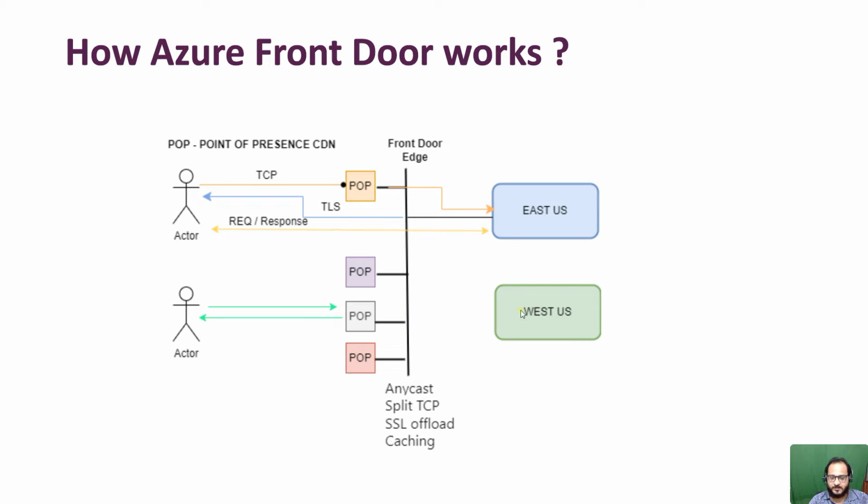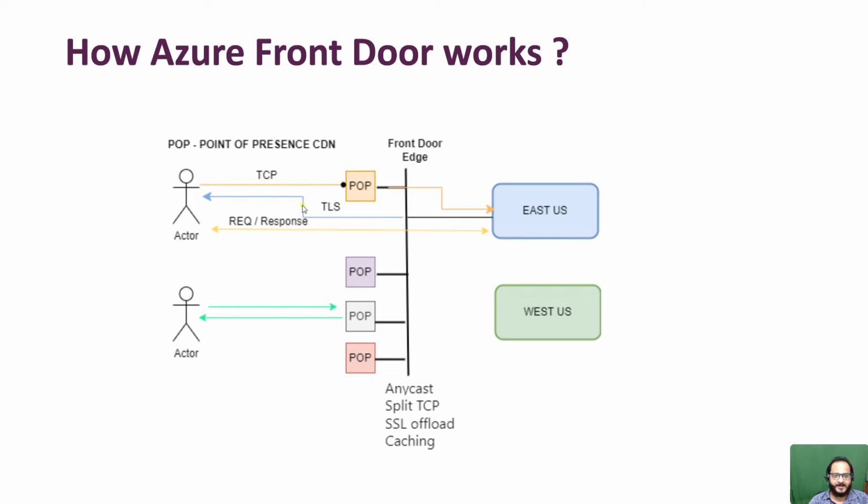First he has to go to the west region, it will establish the connection, then it will get the acknowledgement, then it will request the data, whatever data he needs. The same process he has to follow. So that's why we use Azure Front Door, because it caches your content, so the latency will be reduced and your application performance will be high. Now let's understand these terms: Anycast, split TCP, SSL offloading, and caching in the next slide.